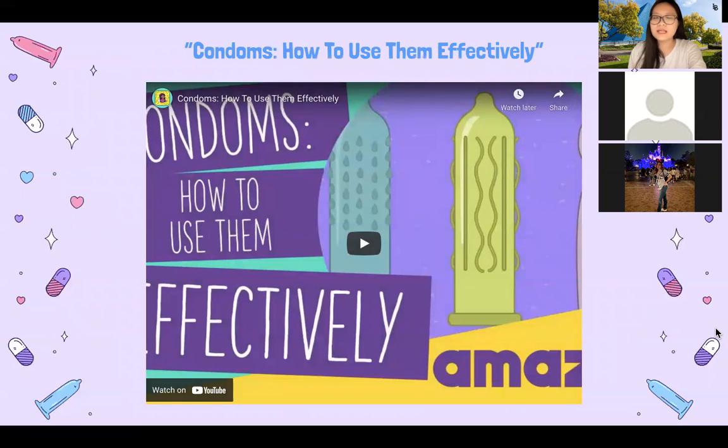There are specific steps on how to properly and effectively put on an external condom or a male condom to prevent STDs and unwanted pregnancies. So let's watch a short video on that.